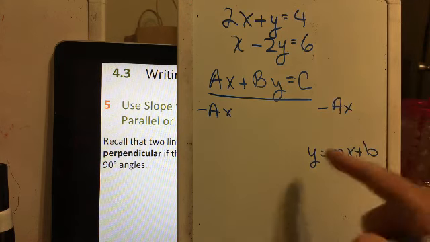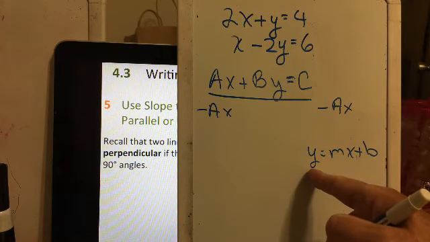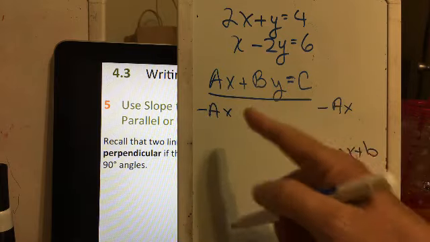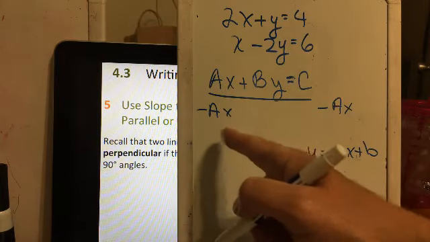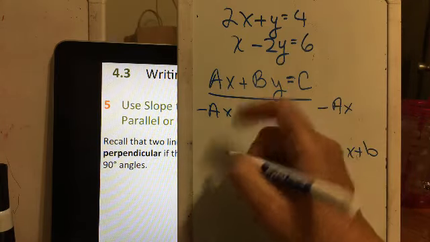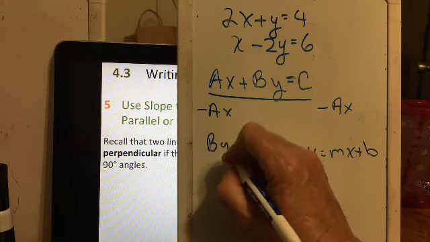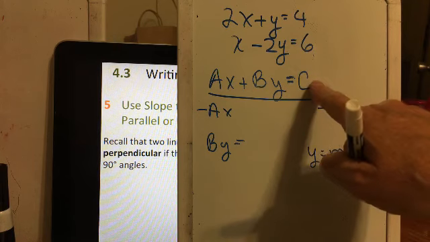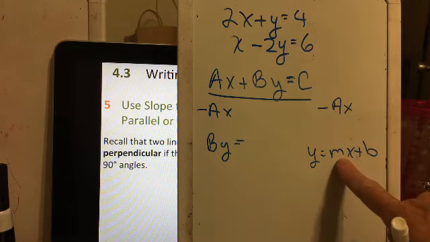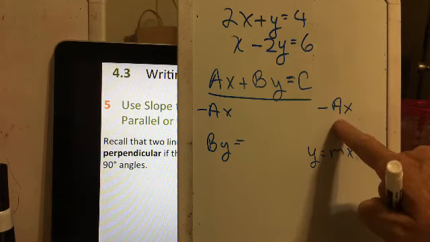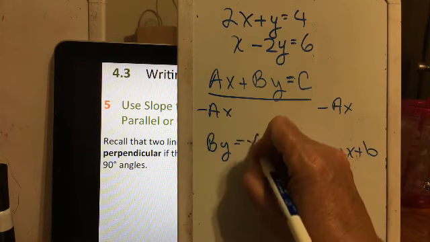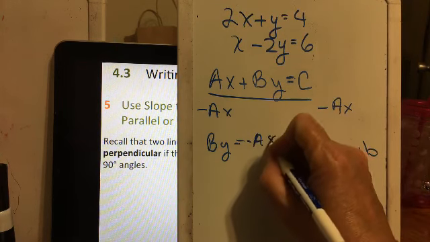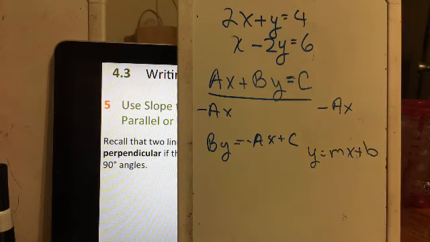Okay? I'm trying to get my y by itself on the left. Now what do I have now? Ax take away ax is just 0. So I'm going to have a by on the left. And then on the right, I've got a negative ax and a c. Since I'm trying to get here, I'm going to put the negative ax in the front. Negative ax plus c.